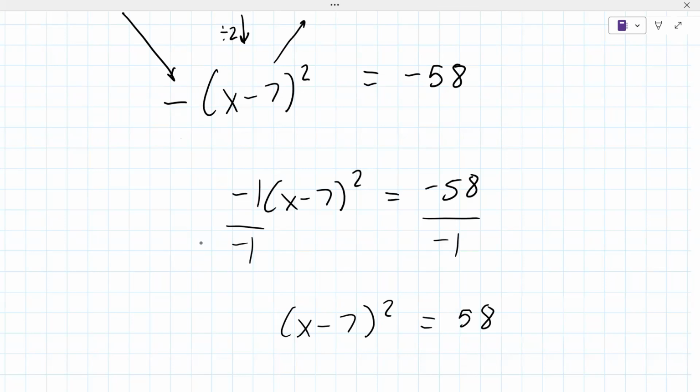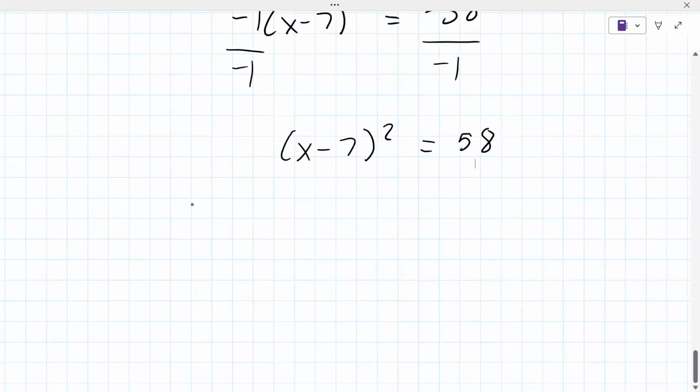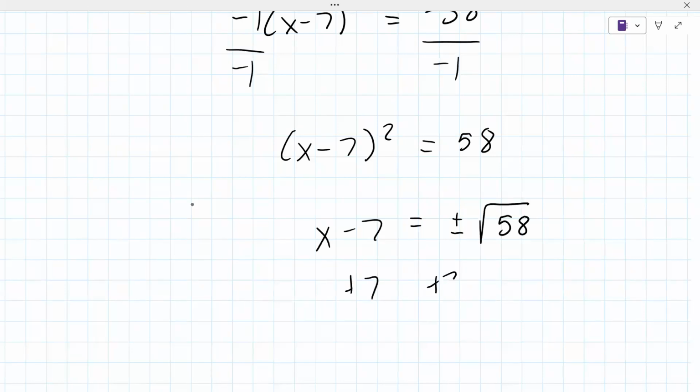So now, do you have any idea what we do here? You square root it. Yes. So it's x minus 7 equals plus or minus the square root of 58. And this does not reduce, which is okay. Right, and the next thing is to add 7 to both sides, so it becomes x equals 7 plus or minus square root 58.